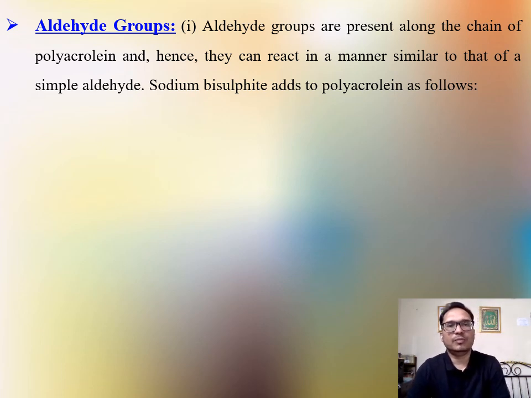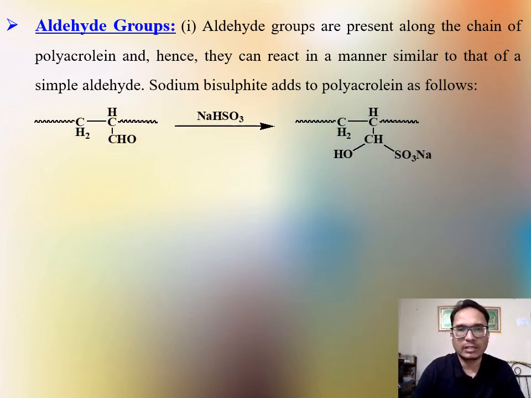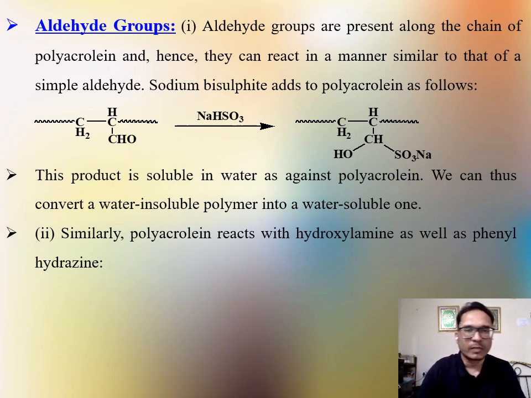If aldehydic groups are present in the polymer, then they show the usual aldehydic functional group reactions. The aldehyde groups are present along the chain of the polyacrolein, and hence they can react in a manner similar to that of simple aldehydes. Sodium bisulfite adds to polyacrolein as in the reaction. The CHO is converted into the CHSO3 group, that is the bisulfite group.